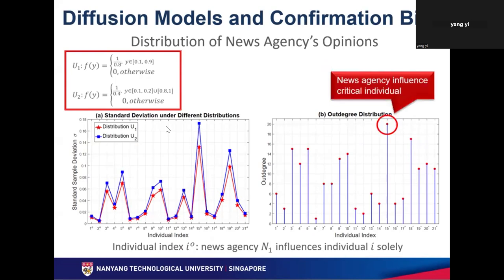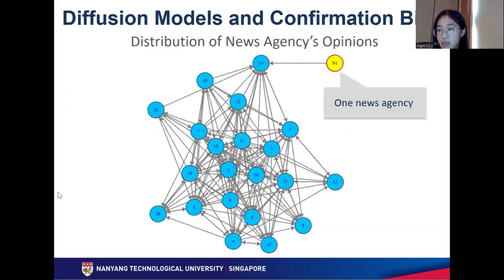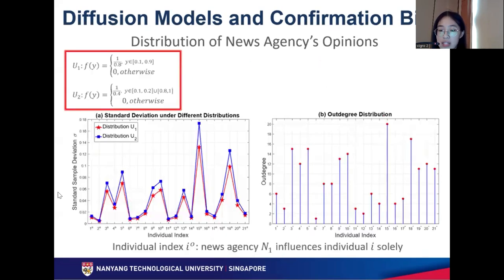And the first conclusion is that when we try to influence different nodes on the network, the user with a higher out-degree will bring a larger impact on the network. So as you can see here, the sample deviation is a kind of metric to evaluate the impact that the news agency brings on the opinion dynamics. And for the calculation of this sample deviation, maybe let me go back to the previous slides. So they calculate the equilibrium point of each user before the impact of the news agency and after. So for each user, you have two equilibrium points and you calculate their difference. So you can conduct such a calculation for each user and calculate the average of their differences. So that's the sample deviation.